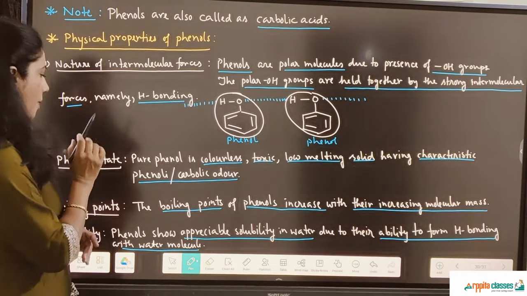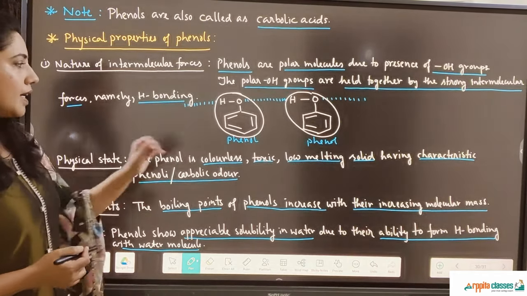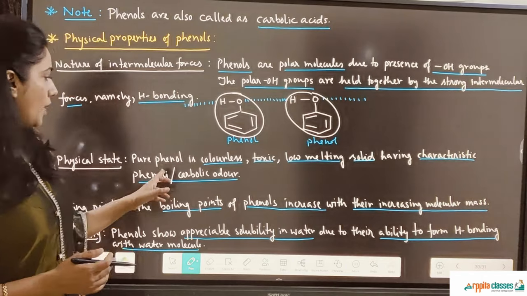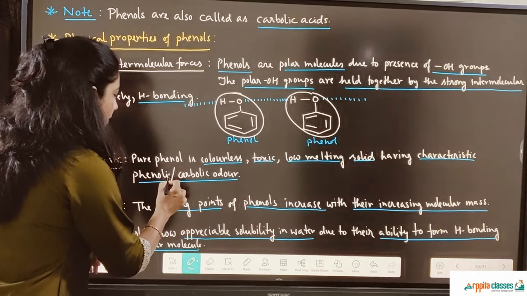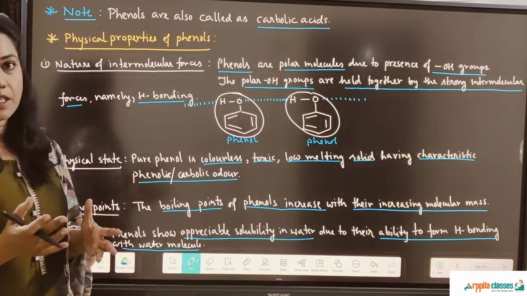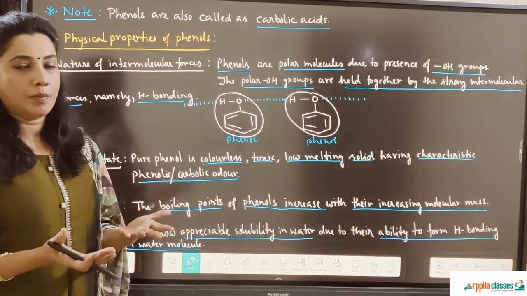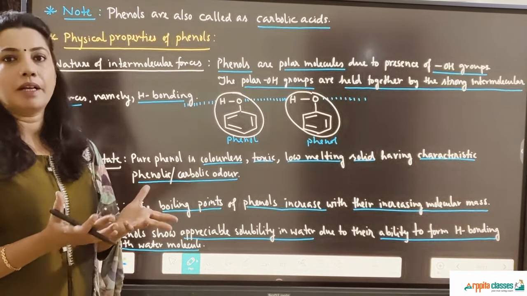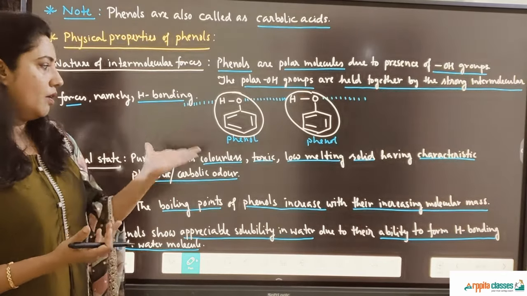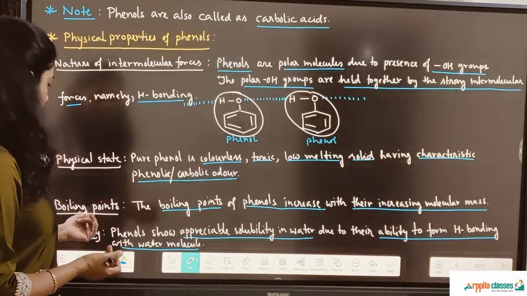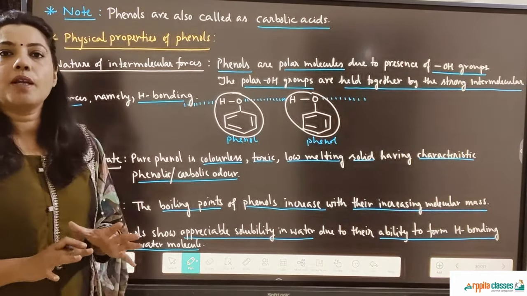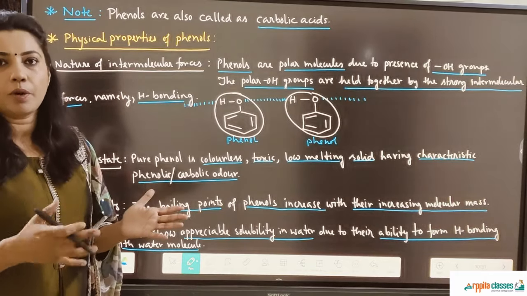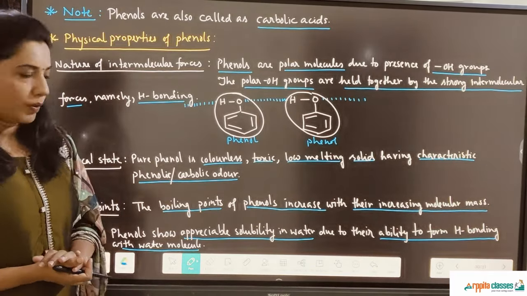Second physical property is physical state. So phenols are colorless, toxic, low melting solids having a characteristic phenolic or carbolic odor. This odor which they possess is called phenolic odor or carbolic odor. It is a peculiar kind of odor which gives you the confirmation of phenols. Come to the next point, boiling points. We all know that boiling point increases with increasing molar mass. Here also we will see the boiling point increases with increasing molecular mass.